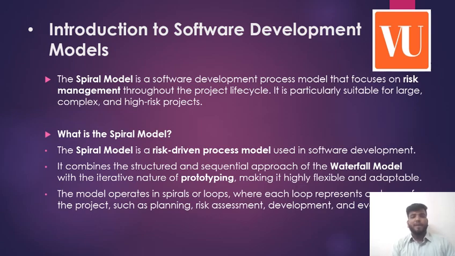Now, what is the spiral model? The spiral model is a risk-driven process model used in software development. It combines the structured and sequential approach of the waterfall model with the iterative nature of prototyping, making it highly flexible and adaptable. The model operates in spirals or loops, where each loop represents a phase of the project such as planning, risk assessment, development, and evaluation.